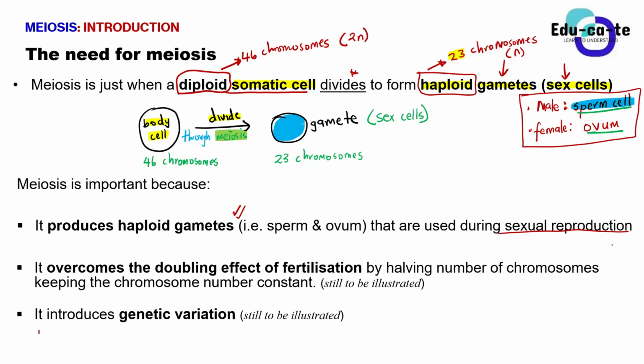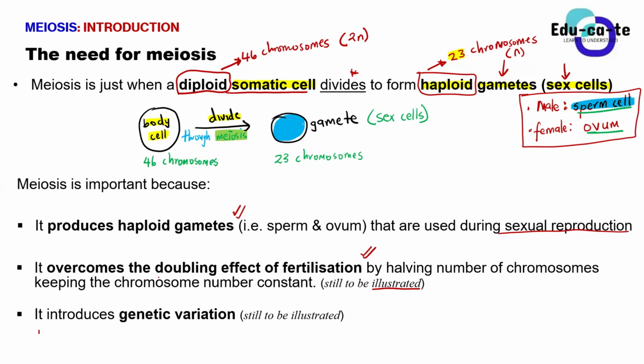All right. So the other importance of meiosis is that it overcomes the doubling effect of fertilization by halving the number of chromosomes, keeping the chromosome number constant. Okay, this one I'm still going to illustrate later. I just want you to take it exactly as it is. So basically, meiosis is very, very important because it overcomes the doubling effect of fertilization.